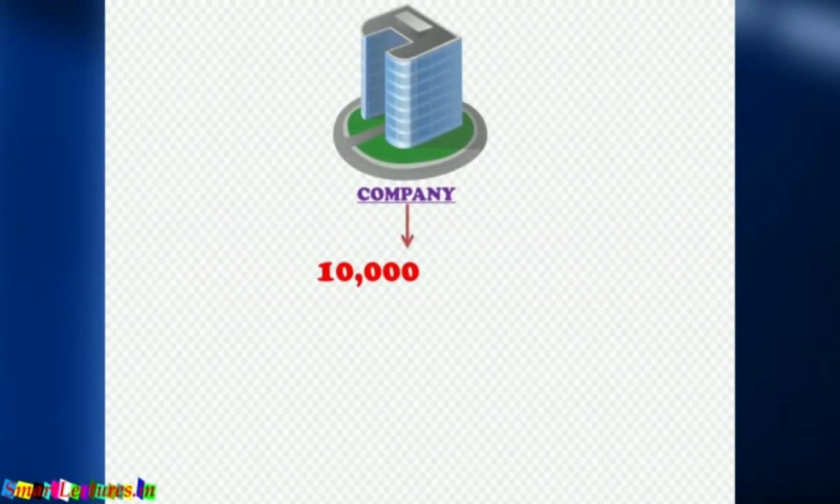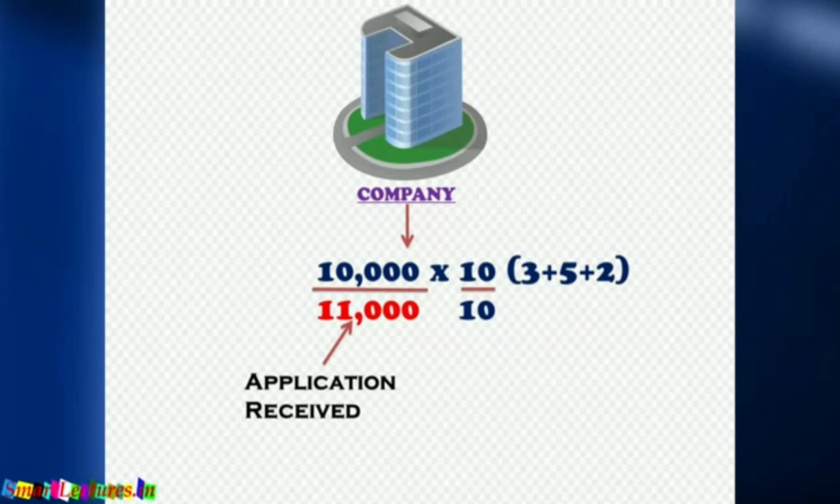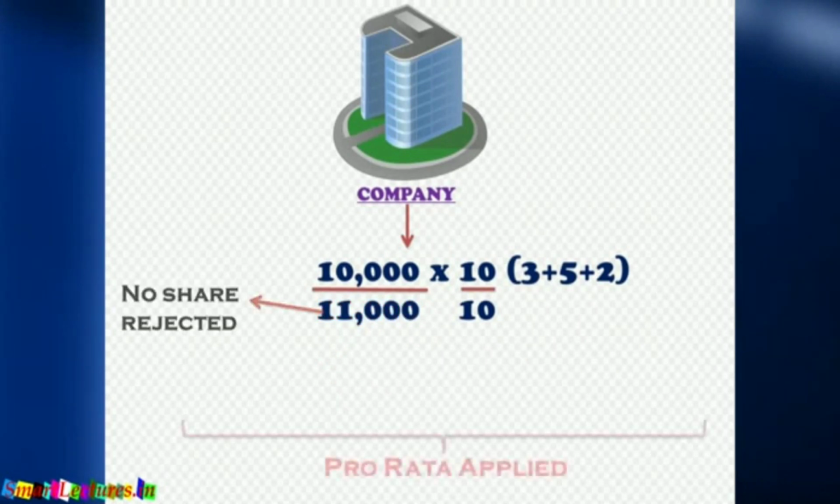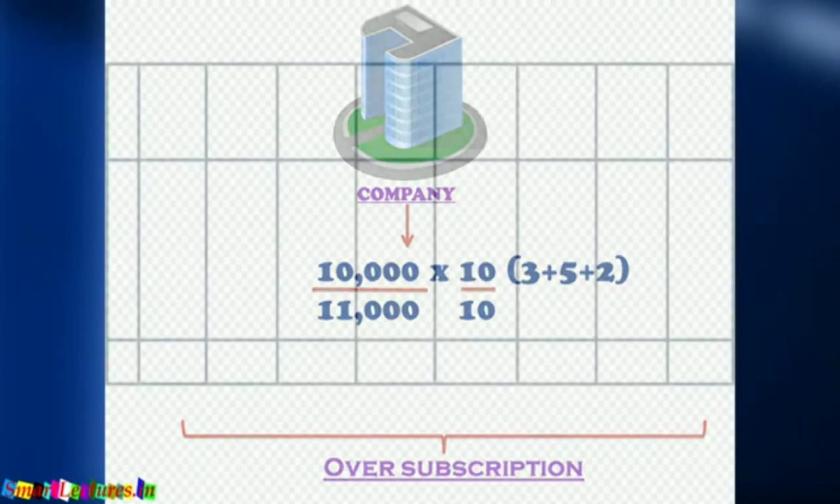Suppose a company issues 10,000 shares of rupees 10 each at par, and the money was payable in 3 installments, 3 plus 5 plus 2, and applications were received for 11,000 shares, and no share was rejected and pro rata was applied. The best way to tackle oversubscription is that you should develop this type of table in every situation, and it will be quite useful for you.